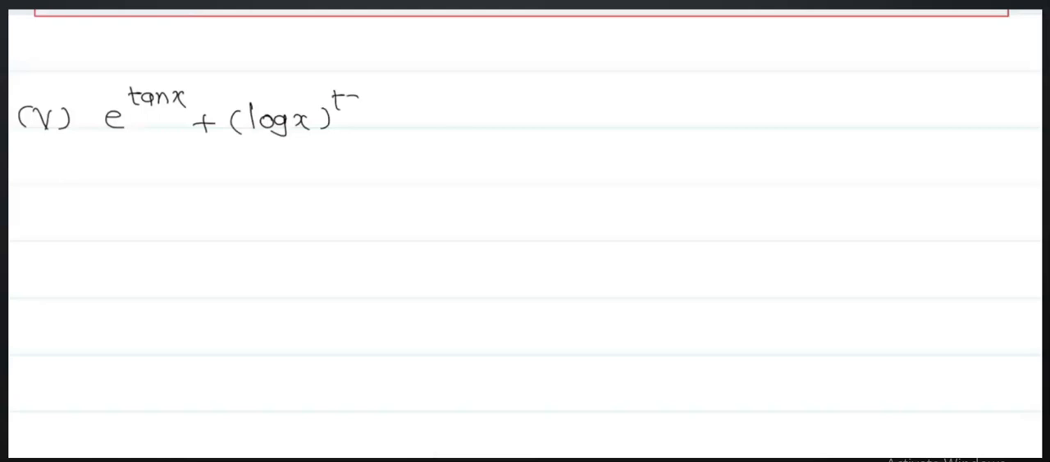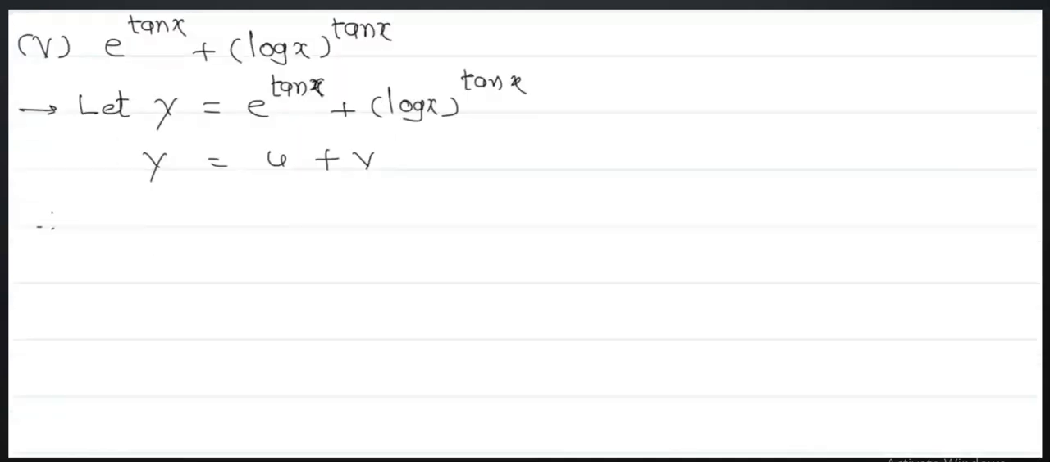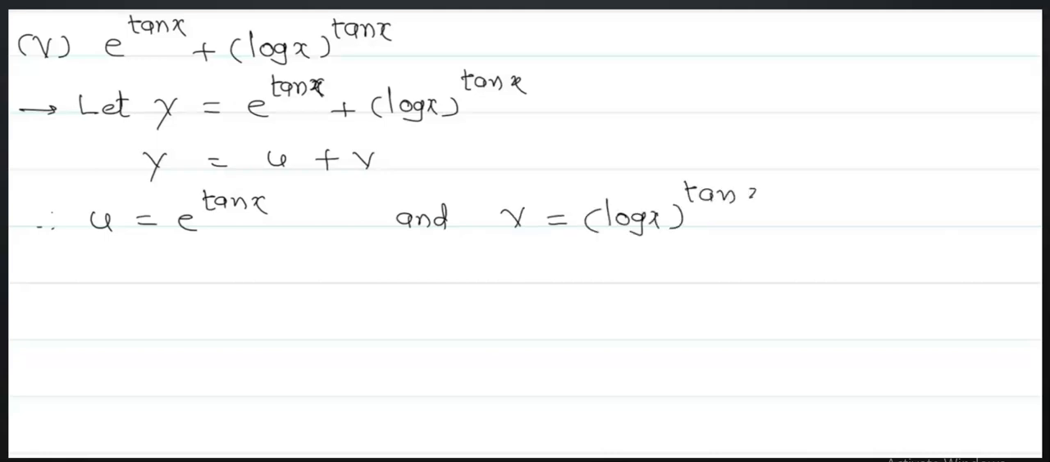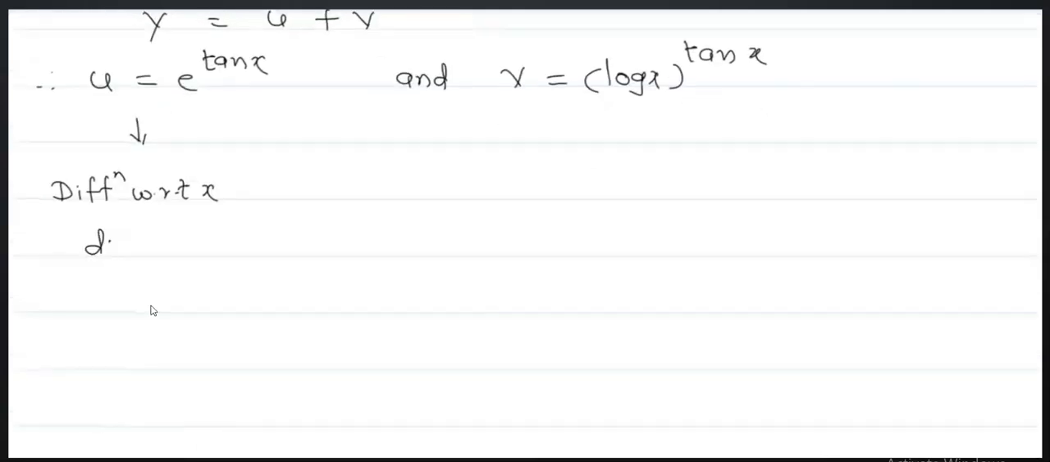Fifth problem, that is e raised to tan x plus log of x raised to tan x. Now again u plus v, u is equals to e raised to tan x and v is equals to log of x and bracket raised to tan x. Now differentiate this again with respect to x.